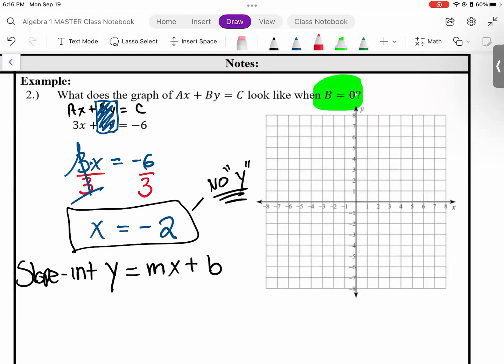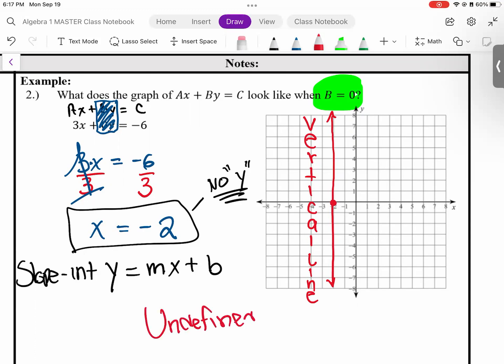So we're going to find when x is -2, and when x is -2, remember we're looking at the x-axis since we're looking for x. So when x is -2 is right there. And because there's no y, we're going to have a vertical line that looks just like this. Okay, so remember this is a vertical line. And when you have a vertical line, we actually don't have a slope. We have an undefined slope.